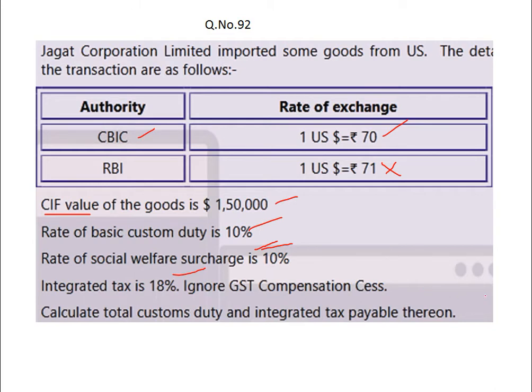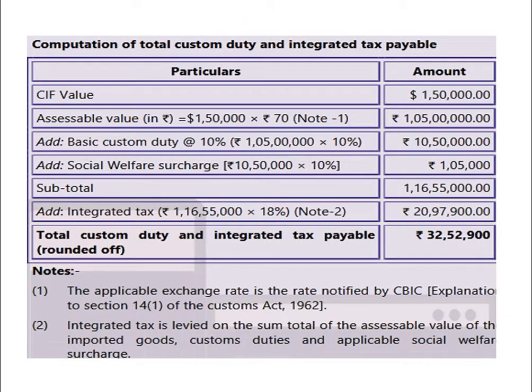So what is the customs duty payable? You see here now. The CIF value is given in the problem itself. So 1,50,000 into 70 rupees is the exchange rate. This amount comes. Then basic duty on this amount, how much? 10% is there. This was the value. Then if you find the social welfare charges, how much? Social welfare charges is 10% tax on this amount, 1,05,000. Add all these items for the subtotal.